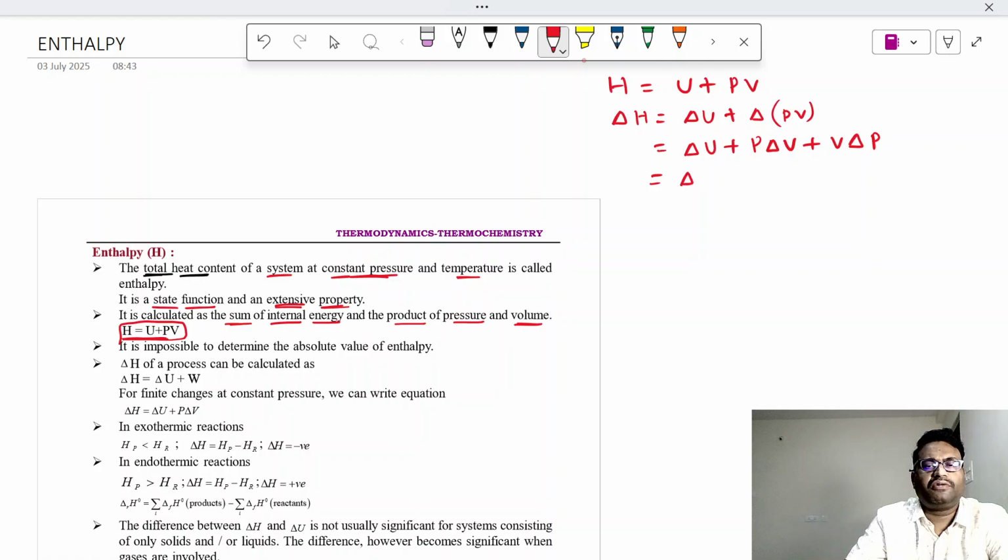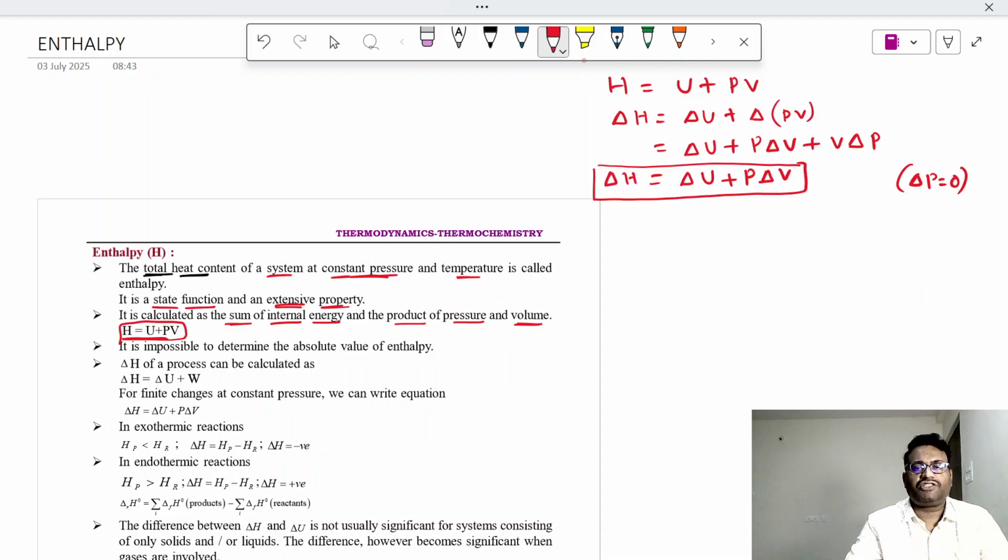Then that is equal to delta U plus, here we are mentioning that the reaction is happening at constant pressure. So delta P is equal to 0. When delta P is equal to 0, V into delta P will be equal to 0. So the relation between delta H and delta U is delta H is equal to delta U plus P delta V. This is one mathematical representation which describes the relation between delta H and delta U.